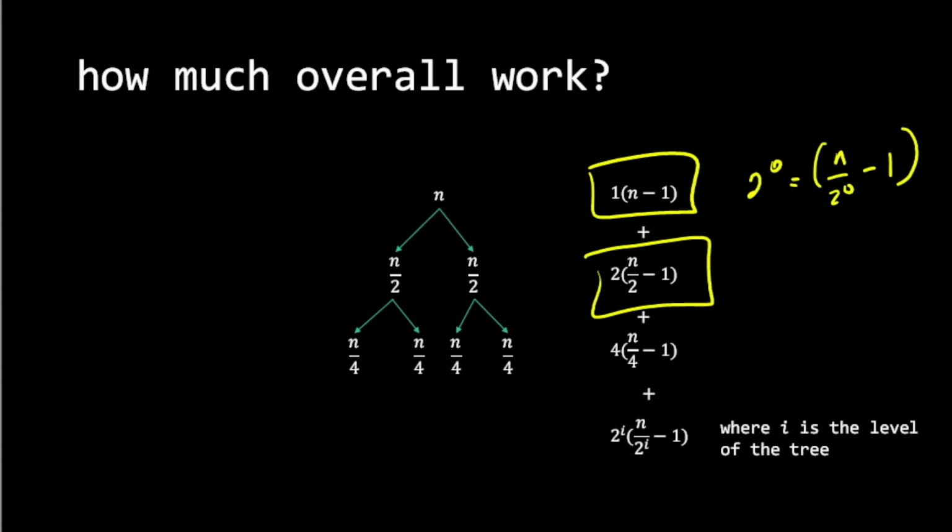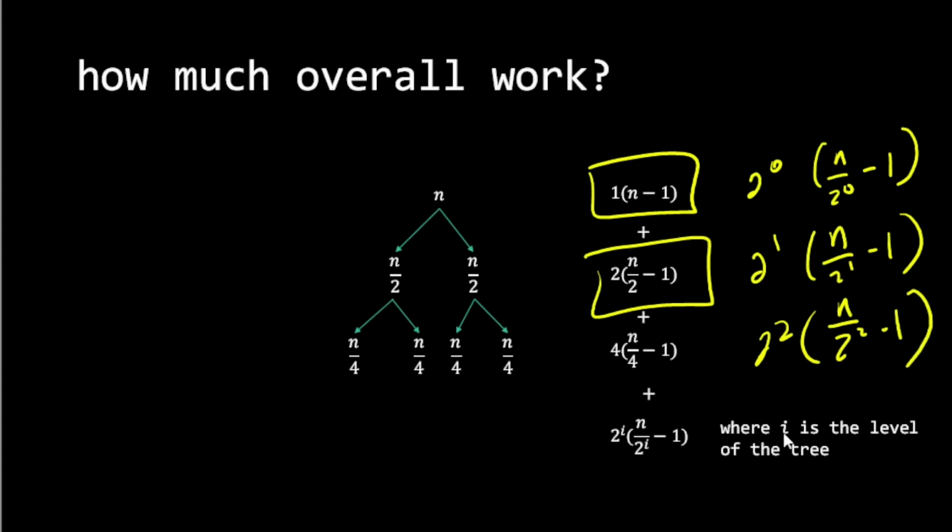Sorry, times. And then this will be 2 to the 1 times n over 2 to the 1 minus 1. I came up with this just from general tree knowledge, right? This is kind of how trees are often formatted, with this power of 2 coming down. Okay, so now let's look into getting this sum.